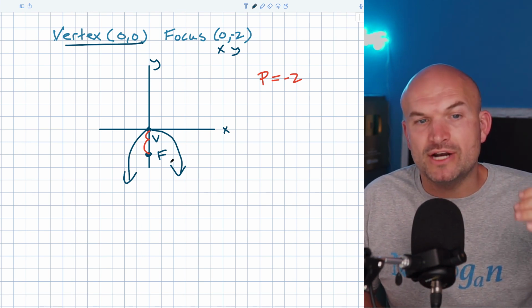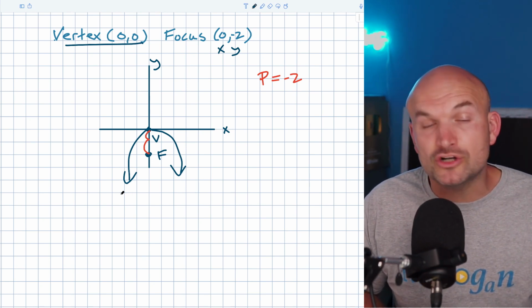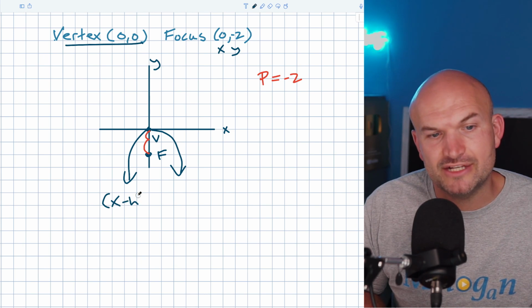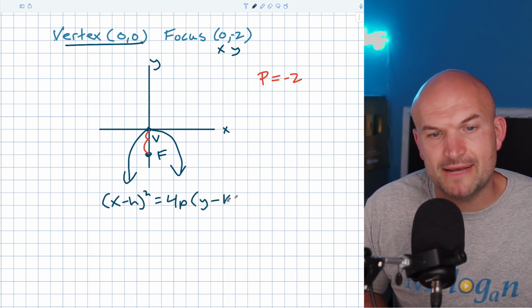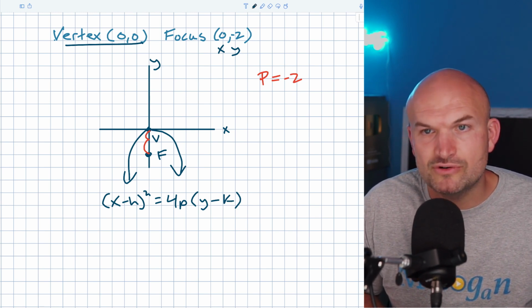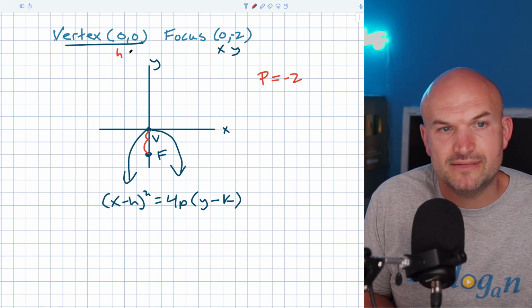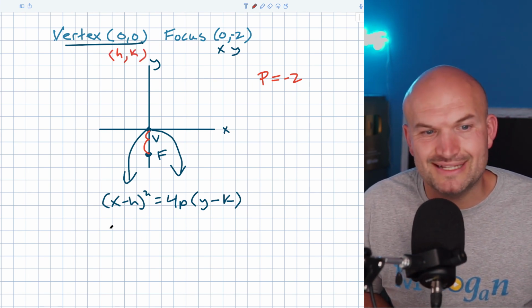So it's really important to understand that when we have a parabola that opens up or down, we're going to be using the vertical parabola equation. So that's going to be (x minus h) squared equals 4p times (y minus k). Now, the cool thing here is that our vertex is going to be our h and our k, right? And guess what we have here? We have a 0 and a 0. So that's easy, right?